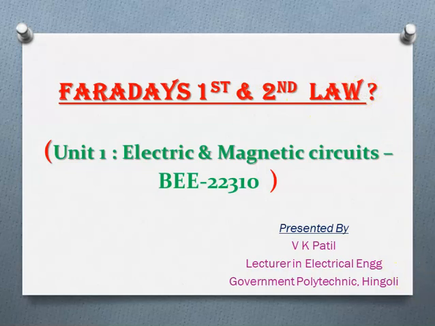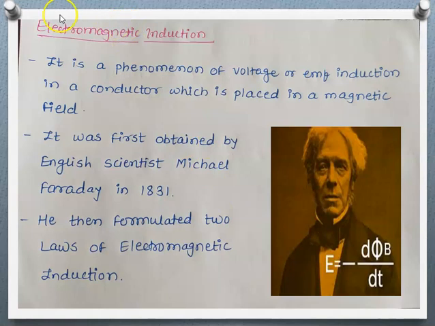So let's get started. The term electromagnetic induction is the phenomenon of voltage or EMF induction in a conductor which is placed in a magnetic field. And who discovered that? It was first obtained by English scientist Michael Faraday in 1831. Then he formulated two laws of electromagnetic induction that we are going to discuss here.